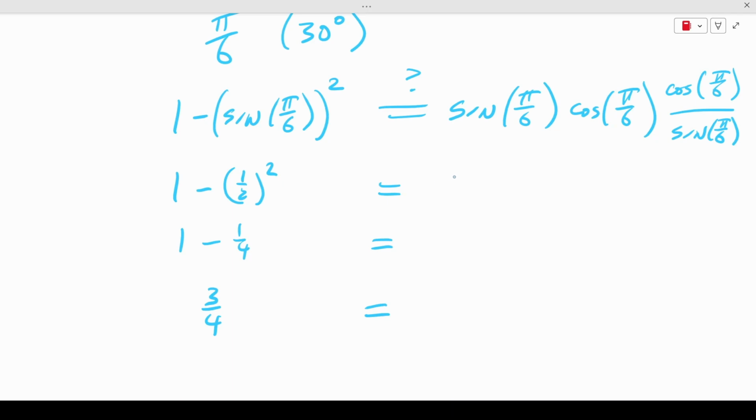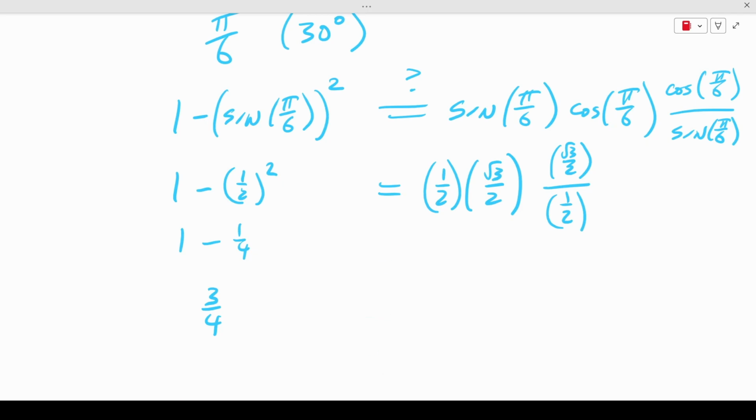Sine of pi over 6 is 1/2. Cosine of pi over 6 is root 3 over 2. Cosine is root 3 over 2 over sine is 1/2. So this is a fraction divided by a fraction, so I can do the multiplication here. I'm going to get root 3 over 4 times root 3 over 2 times 2 over 1. And then the 2's cancel. I'm going to have root 3 times root 3. That's 3 over 4. Indeed, they match.